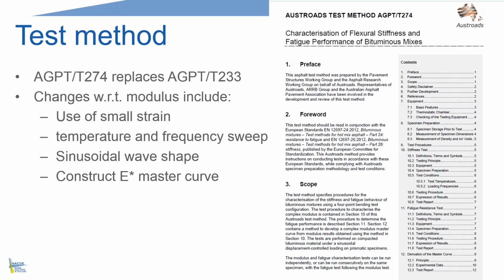We'll be doing a temperature and frequency sweep. So the procedure for that is in the test method to determine the response of the material over a range of frequencies and temperatures. We'll be using a sinusoidal wave shape, so that is a departure from the haversine wave shape in the T233. And there's the procedure to construct the complex modulus master curve. So the flexural modulus master curve is also in the test method. I'll be talking you through it, but don't despair if you don't get it immediately. The method is in the test method itself, and you just have to do it a couple of times for yourself to fully understand what is happening.